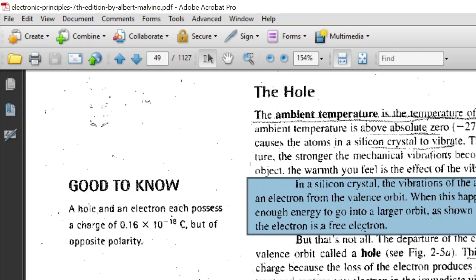It goes to a higher orbit and it is a single electron in that higher orbit. In that larger orbit, it is a single electron. So it is a free electron, almost like the conductor. The conductors are also having a single electron in the outermost orbit. Here also the same thing happens. This electron getting dislodged from the valence orbit goes to a higher orbit and it becomes a free electron, a single electron in the outermost orbit, same as the conductor.